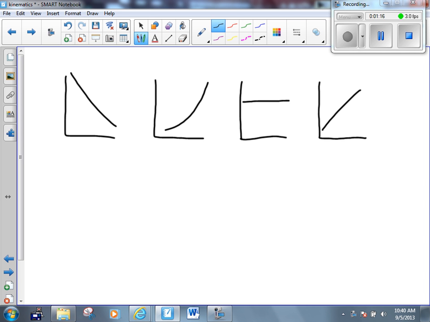We have a straight line again. Every time we have a straight line, what does it mean? Good. It means a constant velocity every time we have a straight line. In this case, as you said, it's a constant positive velocity. In other words, it's moving forward, right? It's moving in a positive direction. What about this one?